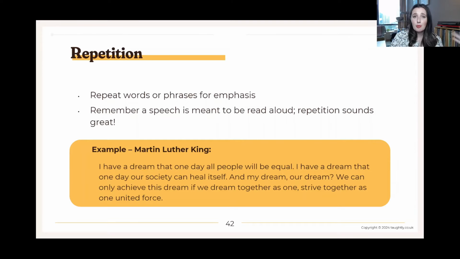Because remember, a speech is supposed to be spoken out loud, and so when we repeat things, it sounds good. An example from Martin Luther King: I have a dream that one day all people will be equal. I have a dream that one day our society can heal itself. And my dream, our dream, we can only achieve this dream if we dream together as one, strive together as one united force. So we have the repetition of I have a dream and just dream more generally, and repetition of as one, right? Because it sounds good. Maybe it doesn't sound as good when I read it as Martin Luther King, but you get the idea.